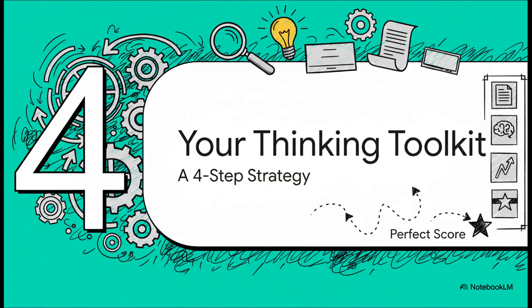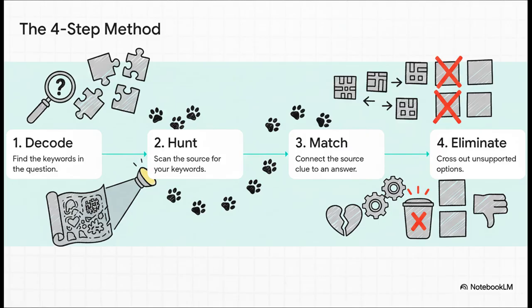It's not just a set of answers. It's a thinking toolkit. It's a repeatable, reliable, 4-step strategy to turn any source document into a perfect score. So let's lock it in. Here it is. Step 1. Decode the question to find your keywords. Step 2. Hunt for those keywords in your source material. Step 3. Match the evidence you find to an answer choice. And Step 4. Eliminate all the other options that have no support. Decode, hunt, match, eliminate.